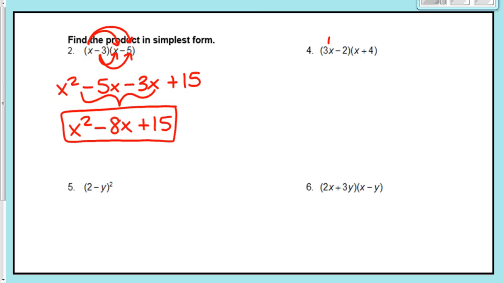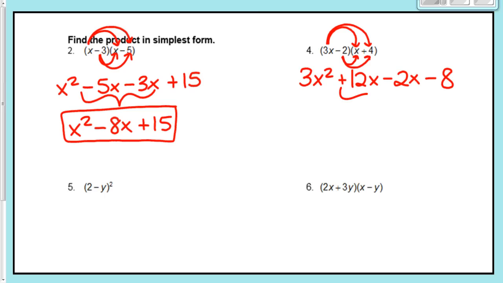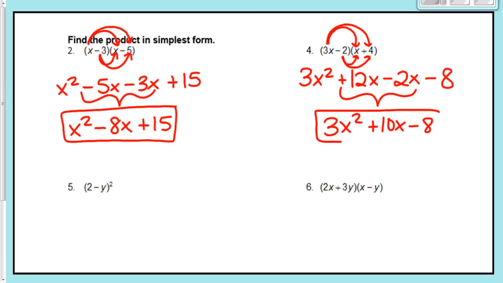So again, starting with the first term. 3x times x is 3x squared. 3x times positive 4 is 12x. Negative 2 times x is negative 2x. Negative 2 times 4, negative 8. Combine the like terms that always happen to be in the middle. 3x squared plus 10x minus 8. Okay?